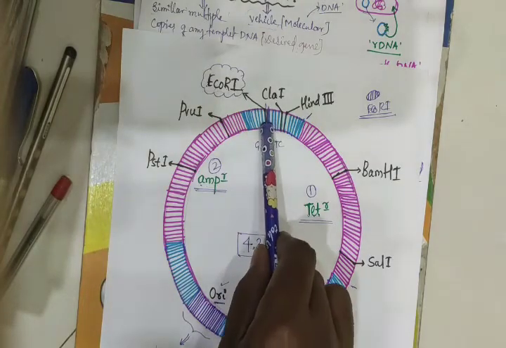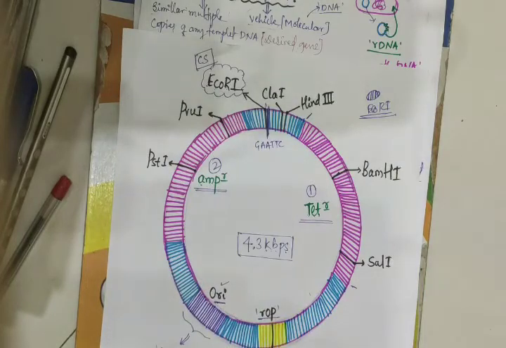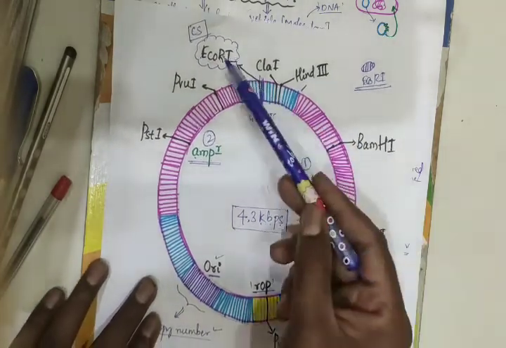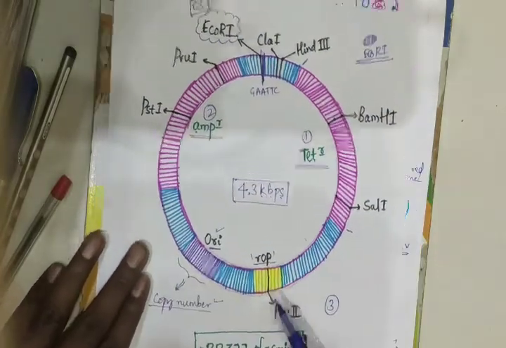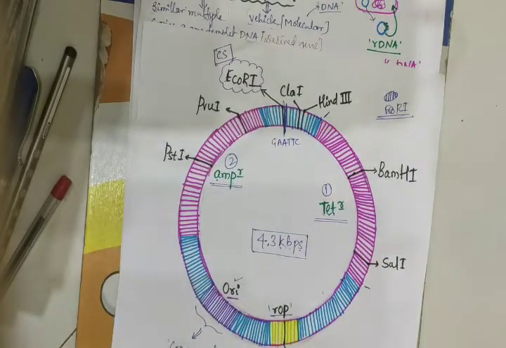Now it is one cloning site. What is it working as? Cloning site. In the same way, here 8 different cloning sites are present. 1, 2, 3, 4, 5, 6, 7, 8. 8 cloning sites are present. Hence, we will refer to it as multiple cloning sites.